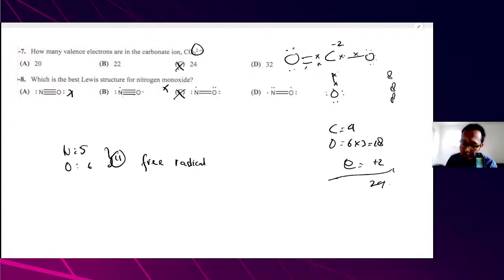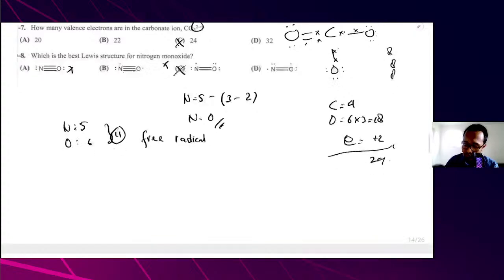Okay, so now take a look at the formal charge if you want to know. The valence electrons of N is 5, right? And then how many unbonded? 1, 2, 3. How many bonds? 2. So N is 0. So this one is the best one. Number 8 is C. Okay.